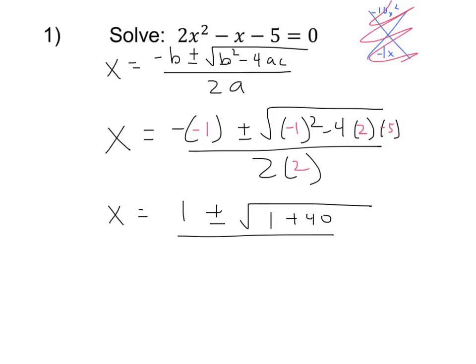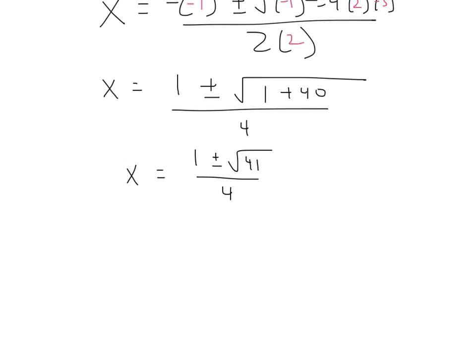All divided by 2 times 2, which is 4. Right, so we end up with x is equal to 1 plus or minus the square root of 41 over 4. Okay, and that right there actually is our answer.